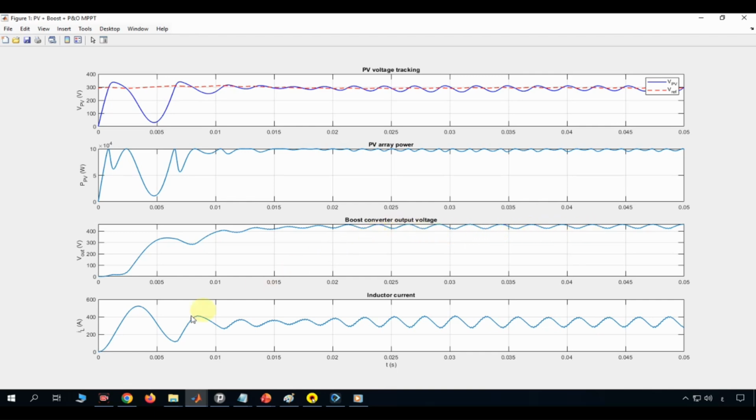Inductor current. Same story. A large initial transient spike, over 300 amperes, as the converter charges up, settling into a steady oscillating waveform afterward. The high-frequency ripple riding on top is the PWM switching ripple at our assumed 5 kHz. The slower oscillation underneath is the perturb and observe perturbation cycle.